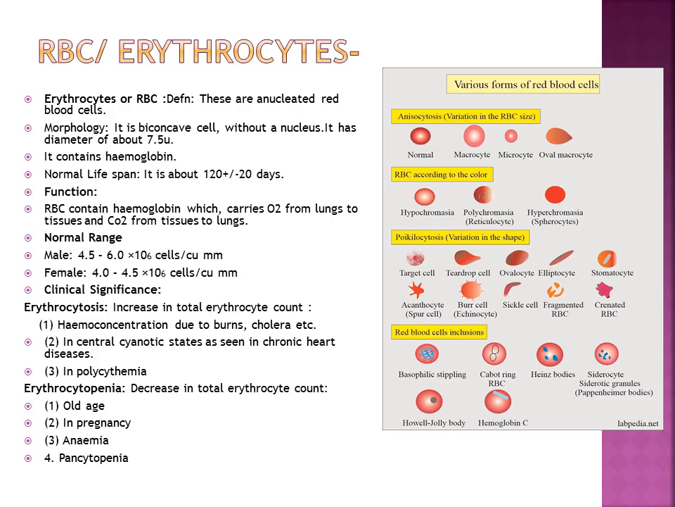If the RBC count is increased than the normal range, it is called as erythrocytosis. It is seen in hemoconcentration due to diarrhea or vomiting, burns, cholera, high fever, exercise. In cyanotic states like chronic heart disease, in polycythemia also we can see erythrocytosis. If the normal range of the RBC count is low, it is called as erythrocytopenia. It is seen normally in old age, pregnancy, anemia, pancytopenia.